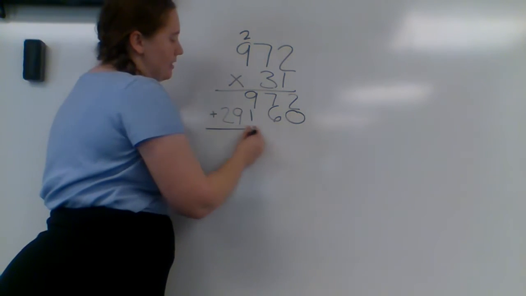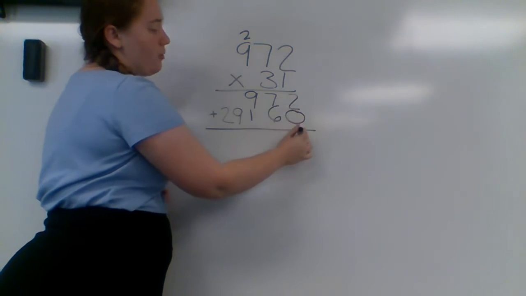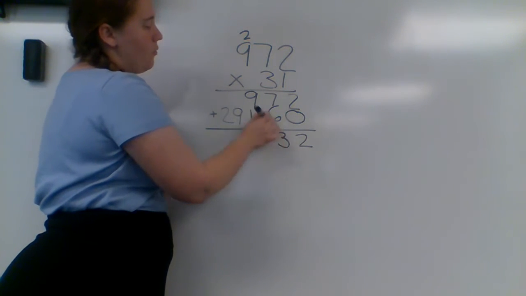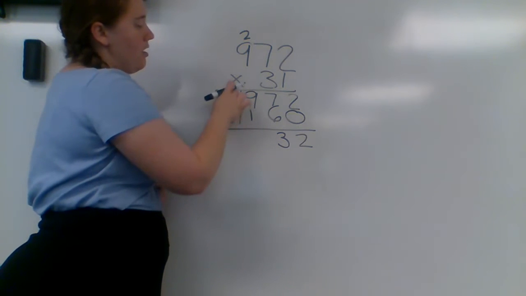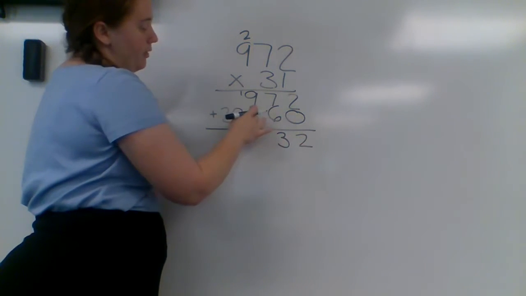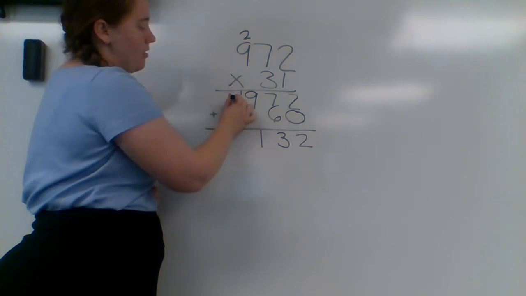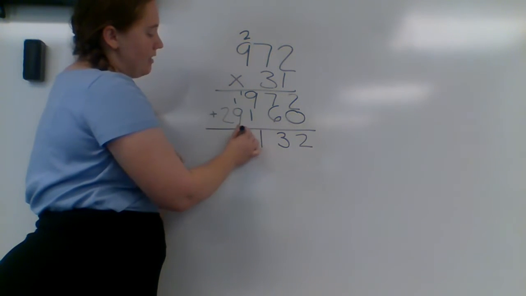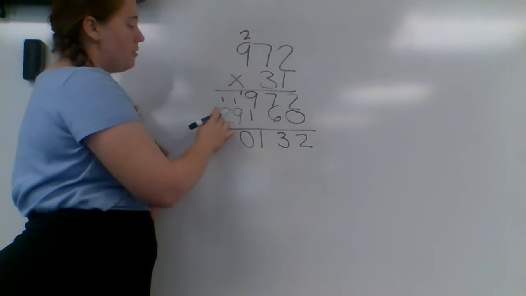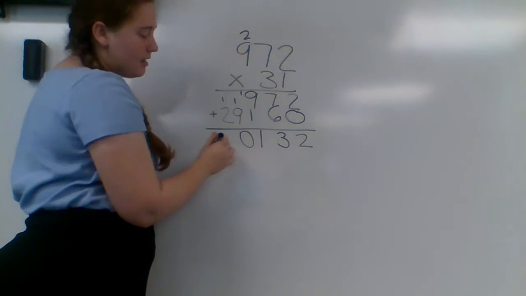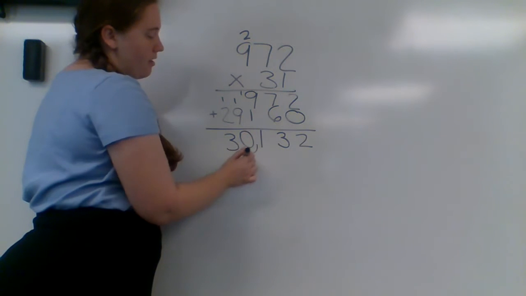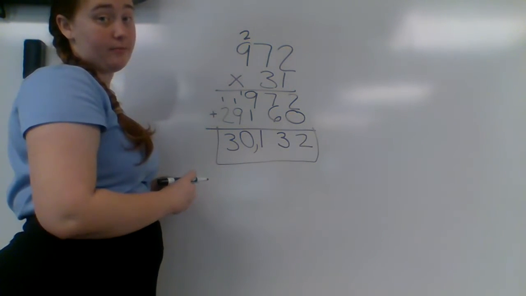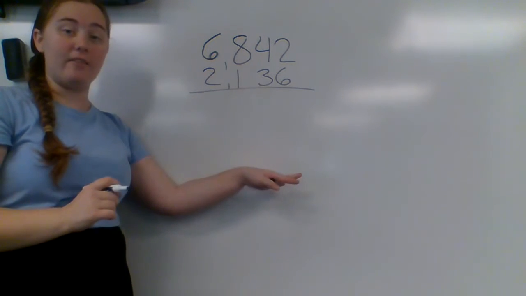Going to add these together. 2 plus 0 is 2. 6 plus 7 is 13. We need to carry the 1. 1 plus 9 is 10, plus another 1 is 11. Carry the 1 above that 9. 1 plus 9 is 10, so put a 0. Carry the 1 above the 2. And 2 plus 1 is 3. So we have 30,132 for my answer.